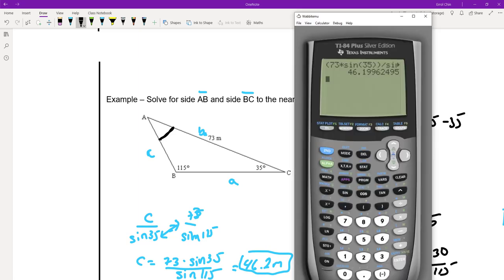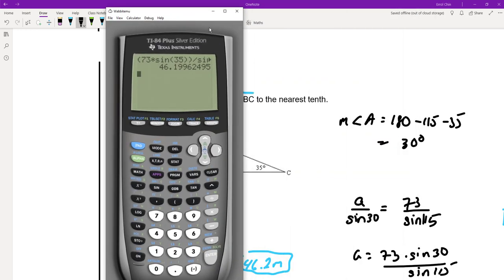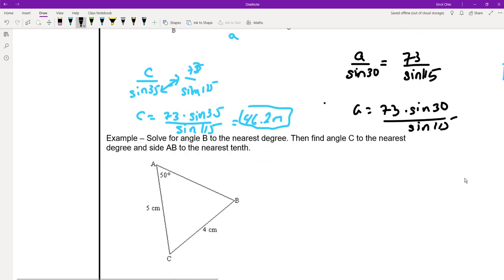Alright, so take my calculator out, move it over, and it's going to be bracket 73 times sine 30, close bracket for the angle, close bracket for the numerator, divided by sine 115, close the bracket for the angle, 40.3 meters. Okay, 40.3 meters. There you go.